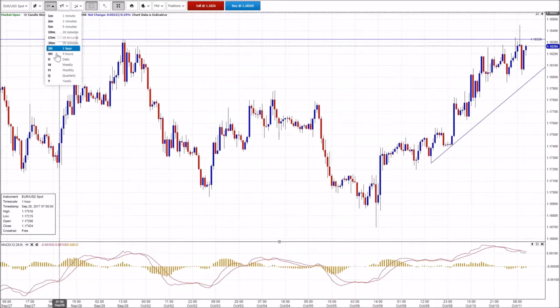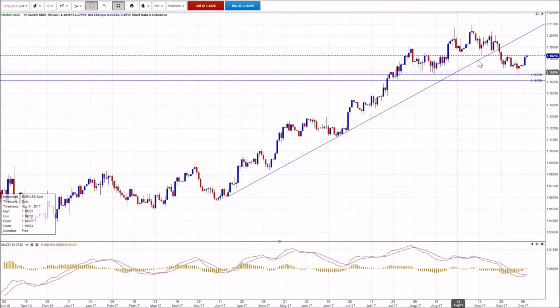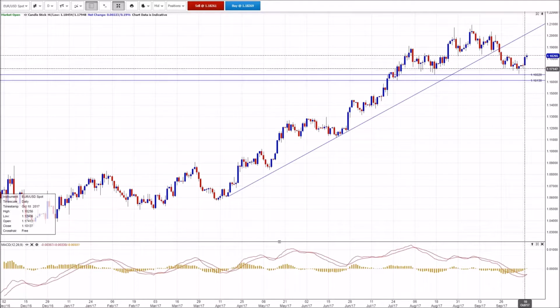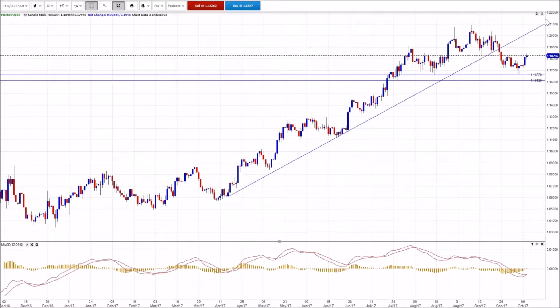But for me, the bigger picture, it does look like maybe this correction's over and we're going to maybe faff around a bit, but look for a run back up to 121. So I think euro dollar is an interesting one.